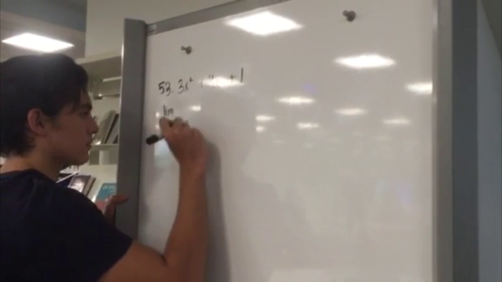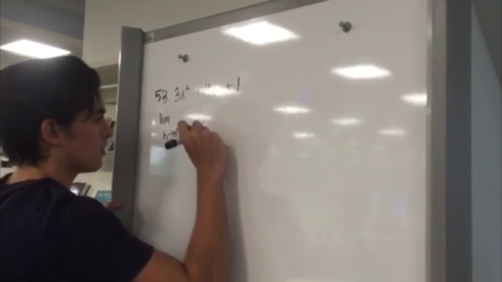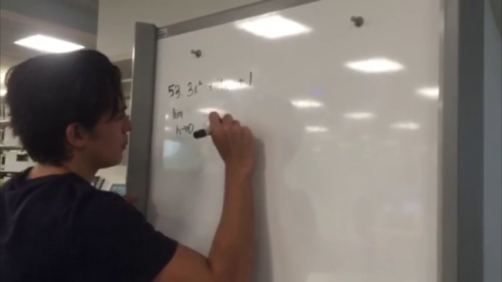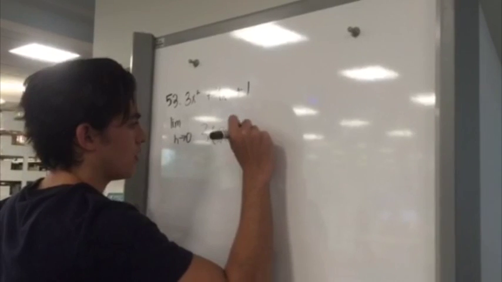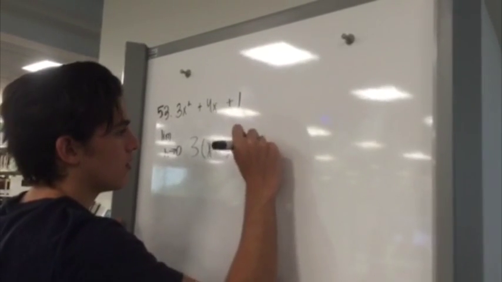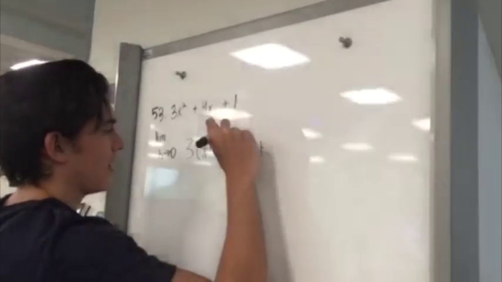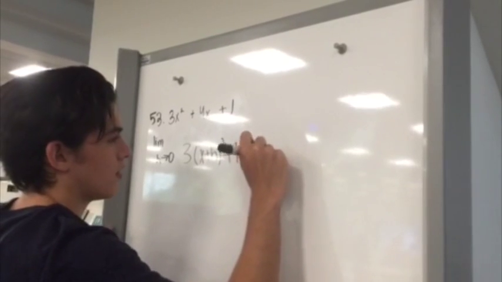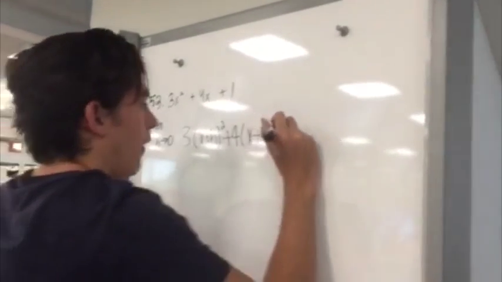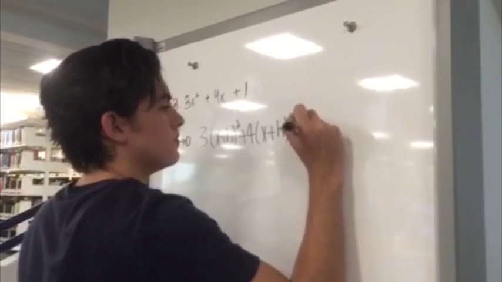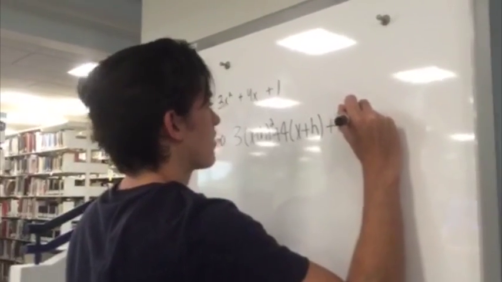Our function equals 3x squared plus 4x plus 1. The first step is to place the limit as h approaches 0. Then replace x plus h in every x inside the function, and then subtract the original function.